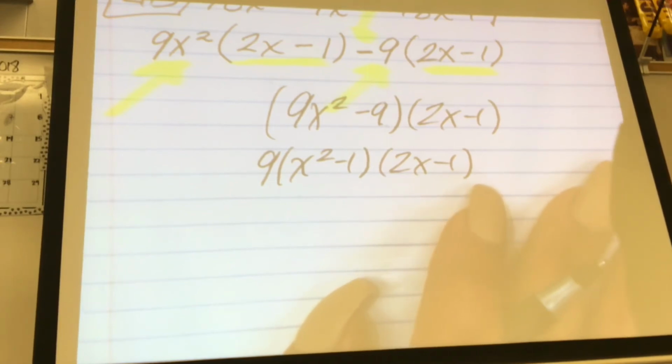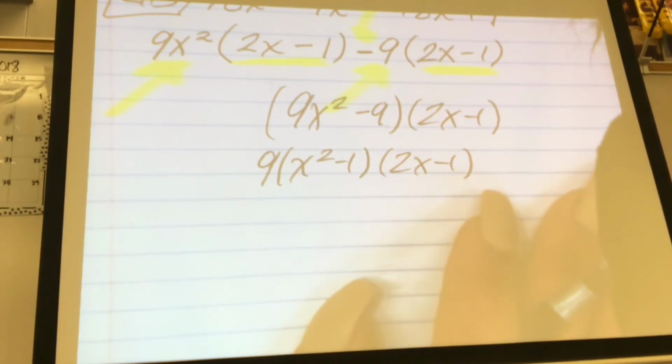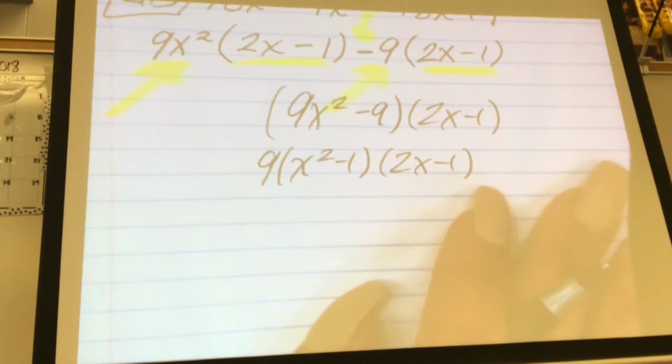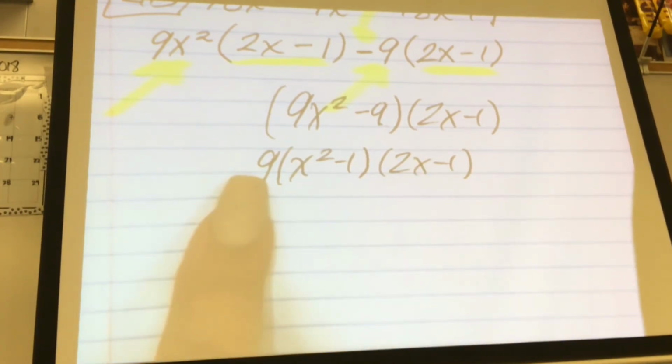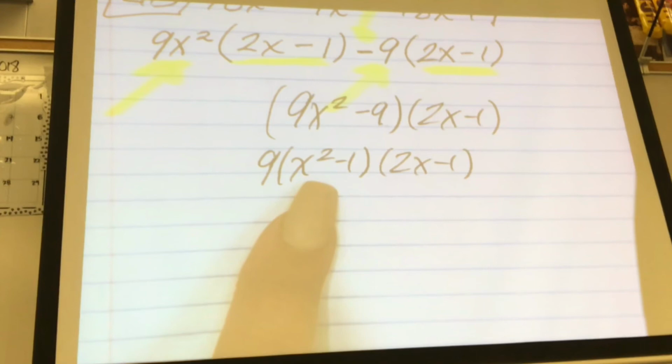Who says no? Raise your hand. Because if it's no, you're right. Some of you guys said no. Why is this not factored completely? What can you still factor? Okay, I have a question. Can you factor out 2x minus 1 any farther? Can you factor out this 9? Can you factor out this x squared minus 1?